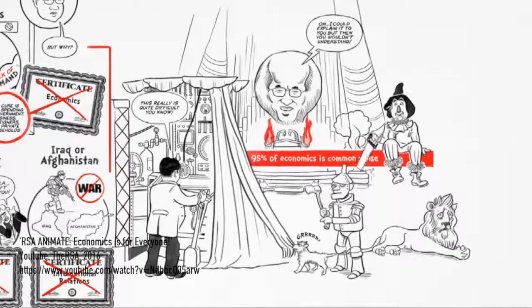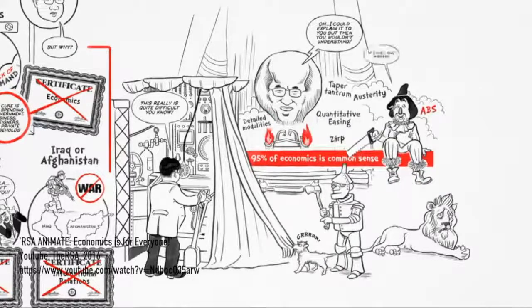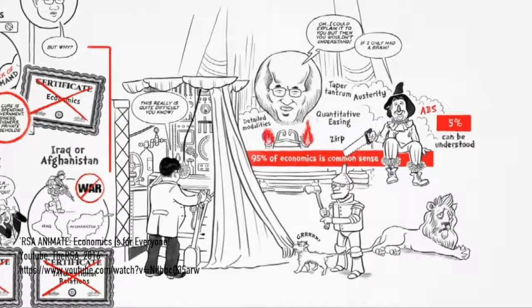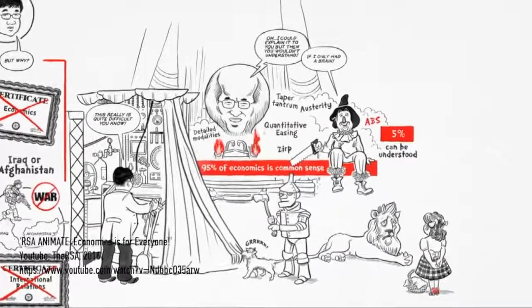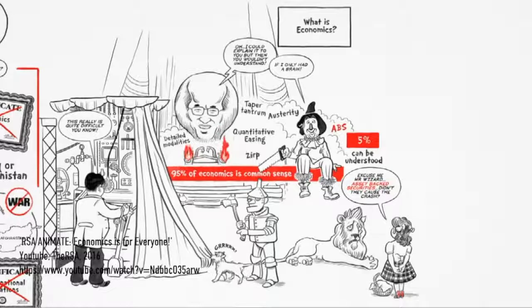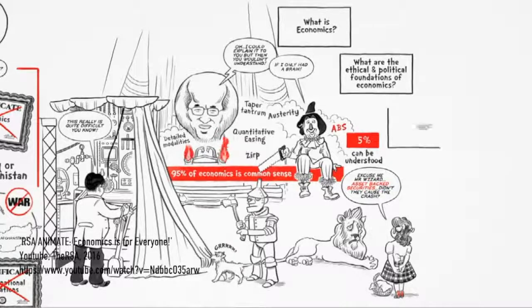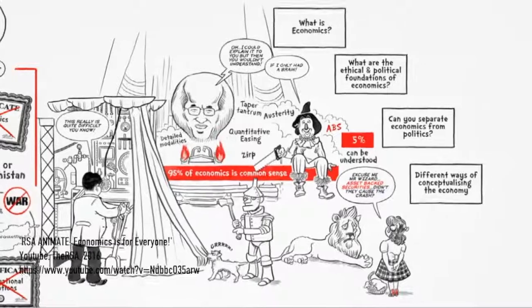95% of economics is common sense. Of course, made to look difficult with the use of jargon and mathematics. And even the remaining 5% can be understood, at least in its essence, if not in all technical details, if someone bothers to explain it to you in an accessible way. For example, what is economics? The ethical foundations of economics. Whether you can separate economics and politics. And how different ways of conceptualizing the economy affect the way we see the world.